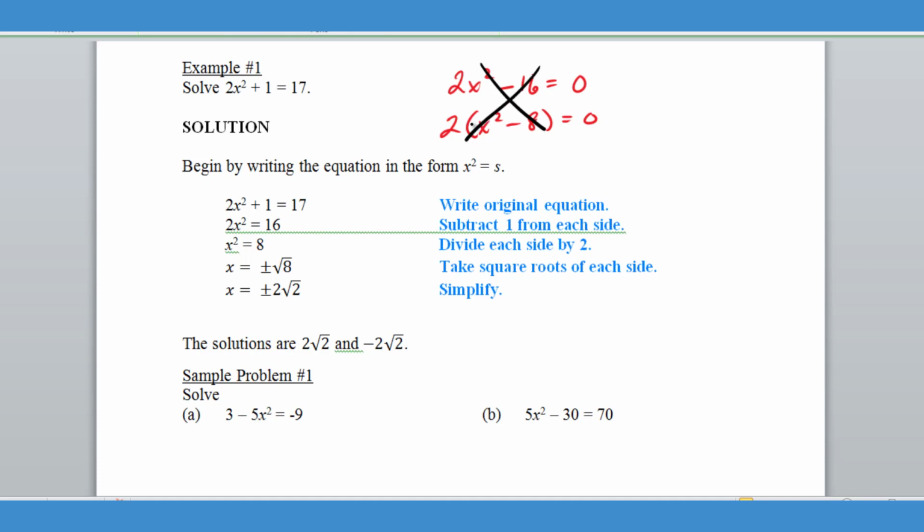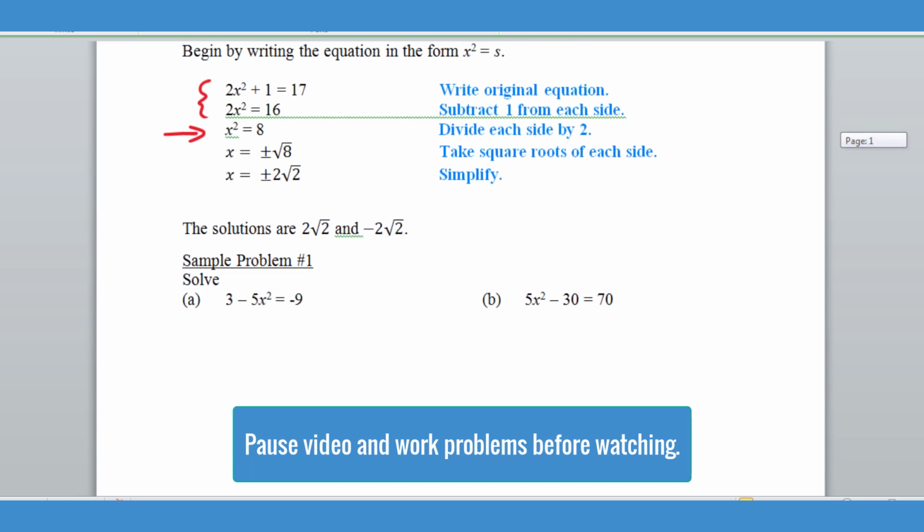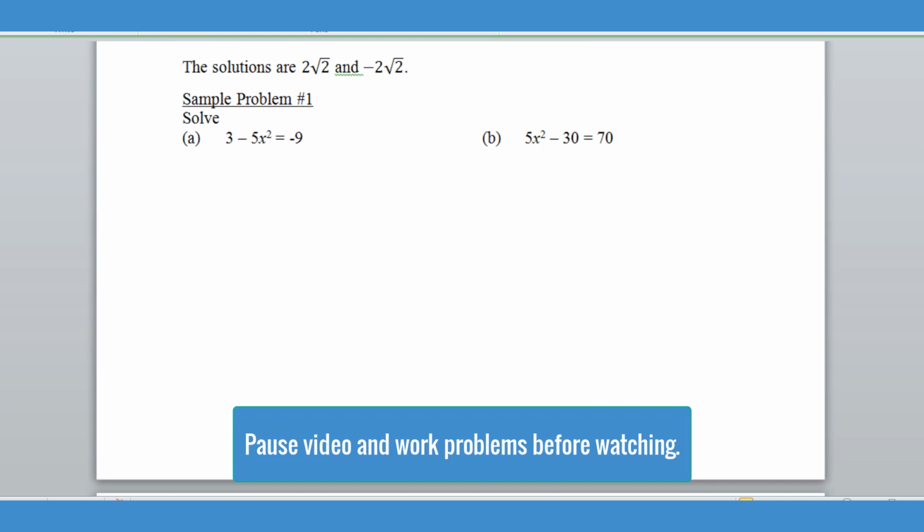So what we're going to choose to do, however, is to isolate the squared term. And if we isolate the squared term, we can then use our square roots to help us solve for the x values. And so you can see here that we isolate the x squared term the same way that we would isolate x. Once we have the x squared term, we can just simply take the square root of both sides and simplify the radical, and that would give us our final answer. So what I'd like you to do at this point is take this example problem and use it as a guide, and to work sample problem number 1, part A and B.